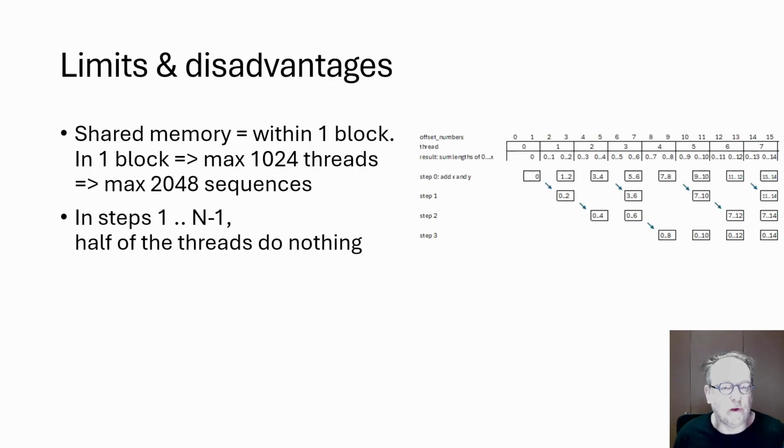Now this version of the code is not really optimal because shared memory is only accessible by the threads of 1 block, and 1 block is actually limited to 1024 threads. This code is actually limited to 2048 sequences, which is a bit painful because we know that in the middle steps half of the threads are doing nothing. They are not belonging to a group, and that thread is actually limiting how much we can handle.